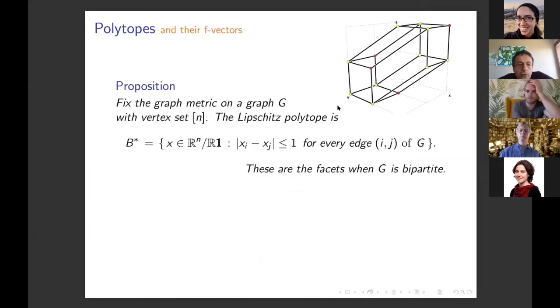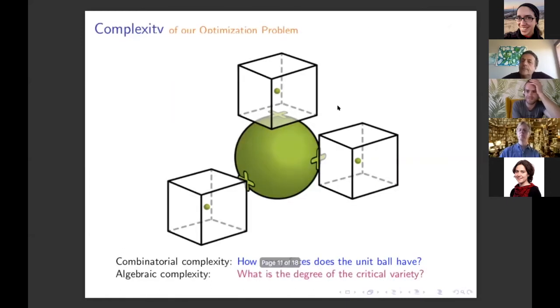So the combinatorial... So before you move on, Theodoros asked, what does it mean to capture the ball? What does it mean to capture?